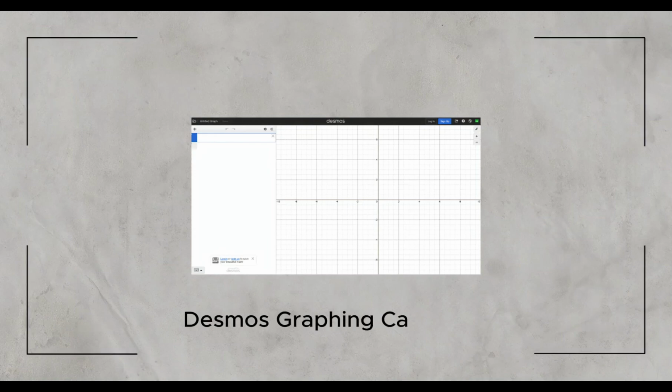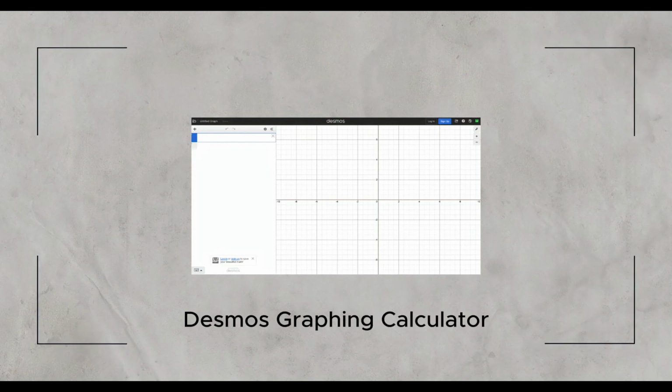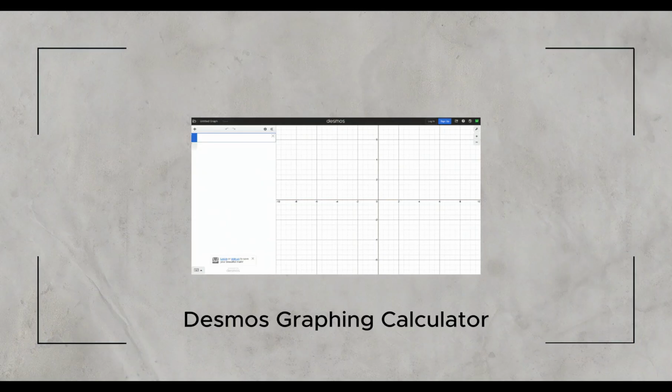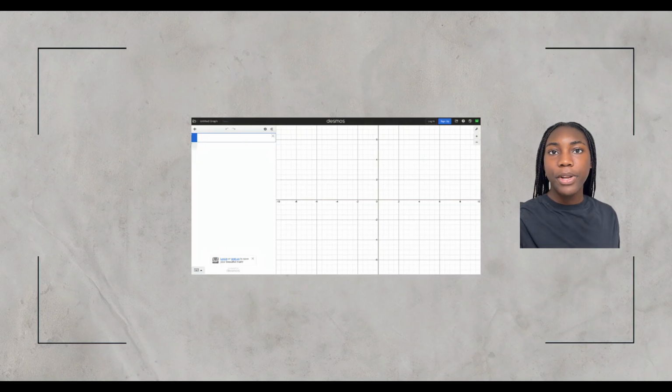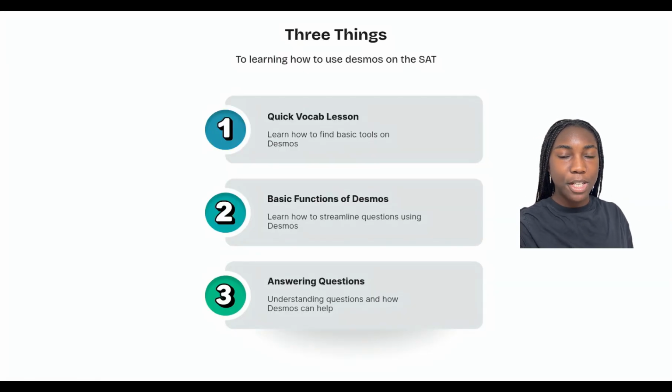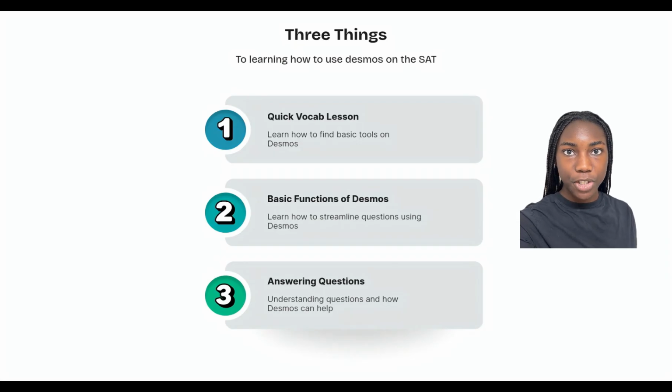This is the Desmos graphing calculator, and it's probably going to be the reason why you are going to max out your SAT math score. This calculator is able to solve over half of your SAT questions with just a few buttons. In this video, you're going to learn about 3 key things: the basic functions of Desmos, how you can use Desmos to make your SAT so much easier, and then we're going to go into actually answering some questions.